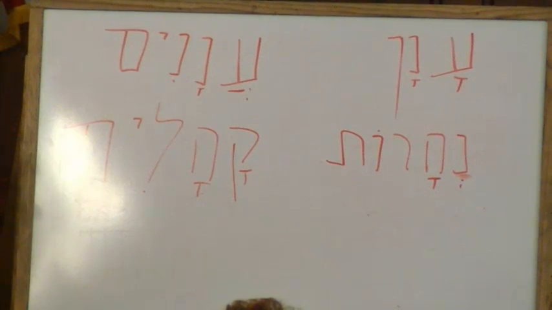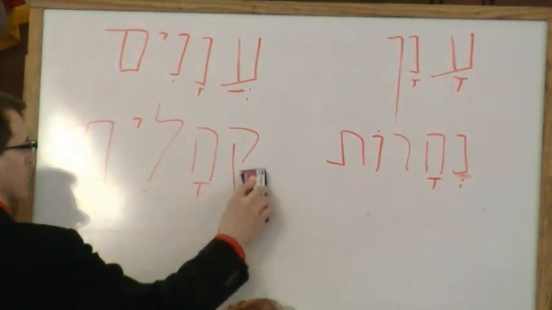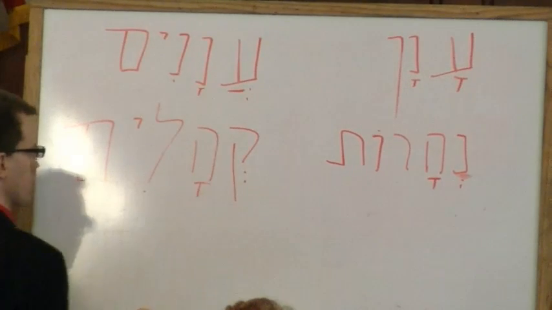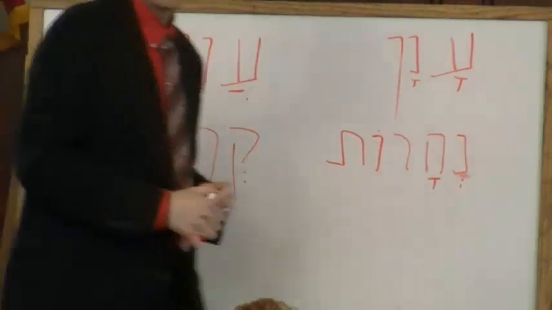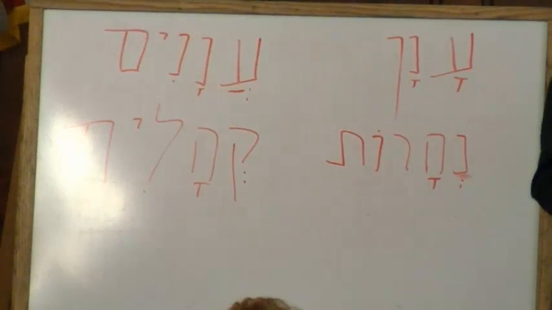The comets under the kof. Good. The comets goes away. What does it become? Shawa. Comets to shawa. So kahalim. Tov ma'od. That's not too bad, is it? Yeah, that's not too bad.